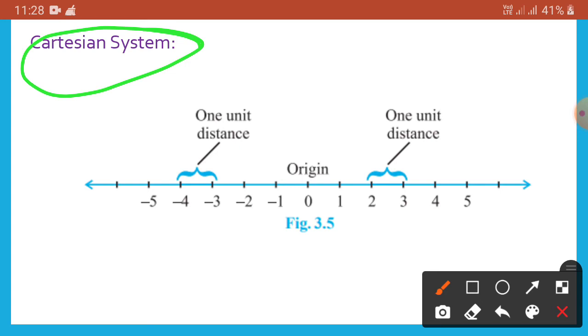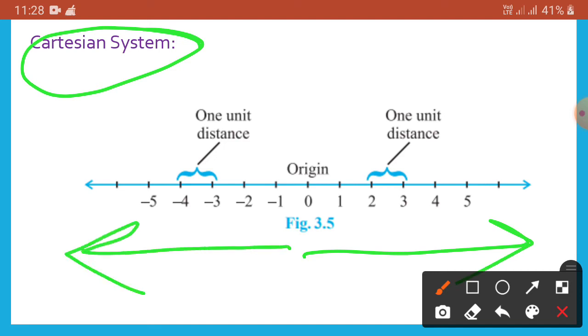Already you have studied the number line in the chapter on the number system. On the number line, distances from a fixed point are marked in equal units, positively in one direction and negatively in the other direction. The distances are fixed here. The point from which the distances are marked is called the origin.